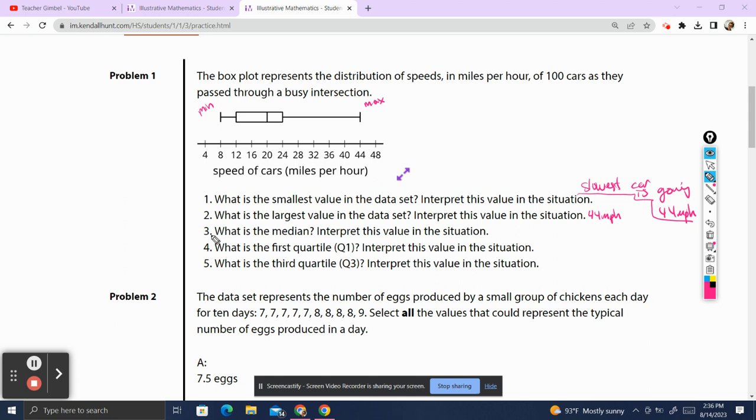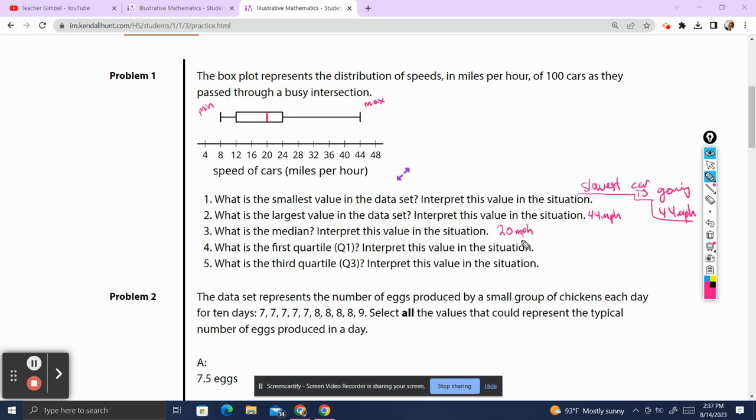Question number 3. What is the median? Interpret the value in the situation. So the median is always going to be the line in the box. In this case, we see the line aligns with a 20. So it's going to be 20, and the 20 represents miles per hour. So 20 miles per hour.